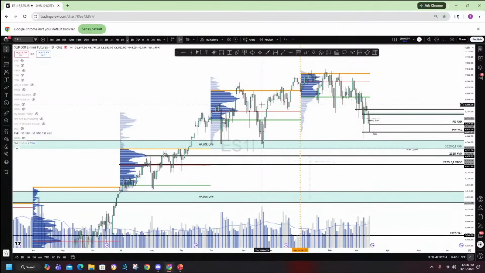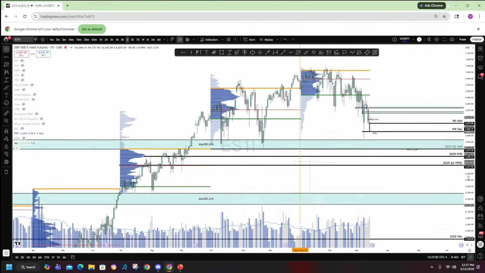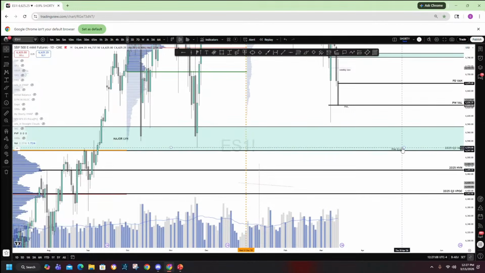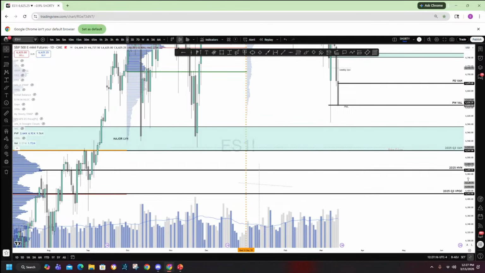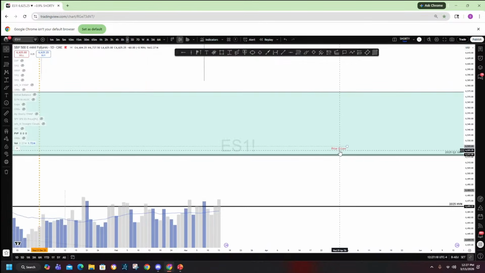So this is our Q4, but our value is where? Higher. Value is still higher. So this could be what? Does this level become very important here? Let me make sure that you guys can see it. This level is pretty important.